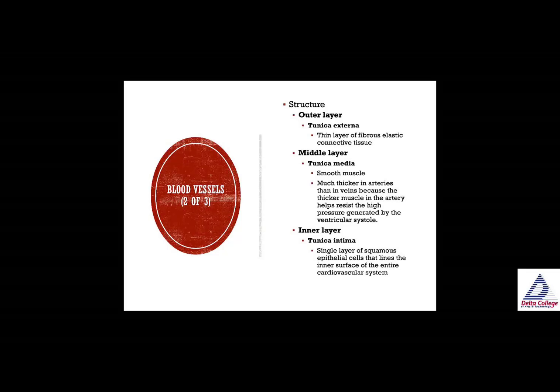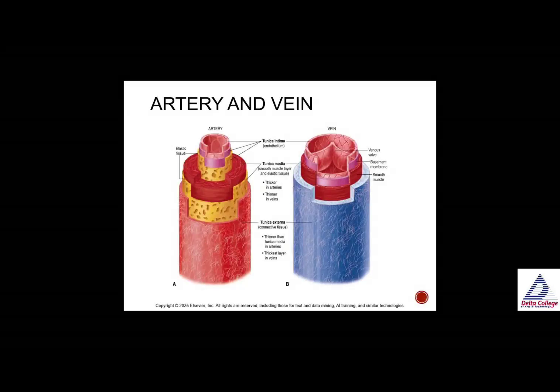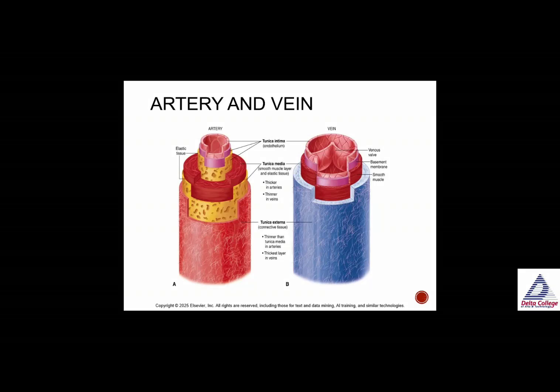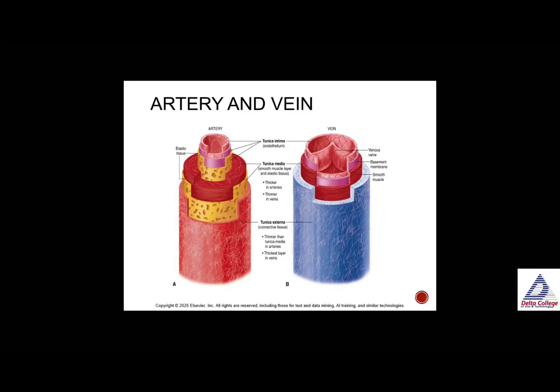Now the inner layer is the tunica intima, inner. And this is a single layer of squamous epithelial cells that lines the inner surface of the entire cardiovascular system. So artery and vein: on the left side is the red artery, the right side is the blue vein. Notice the inside is the tunica intima or the endothelium. Then you've got the middle, which is the tunica media. It's thicker in arteries, thinner in veins. Then the outside is the tunica externa. This is that connective tissue. It's thinner in arteries and thicker in veins.